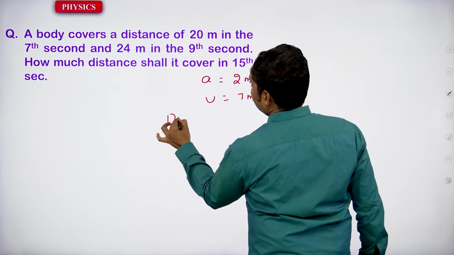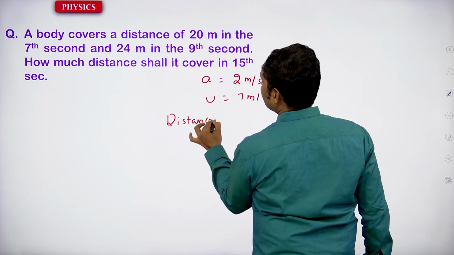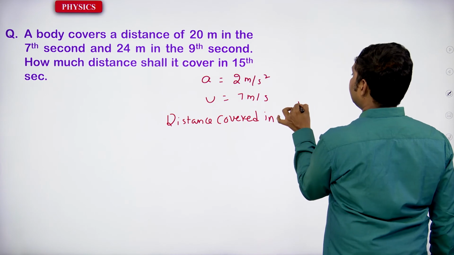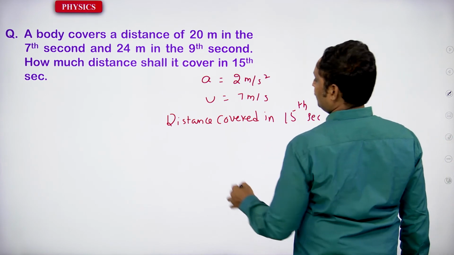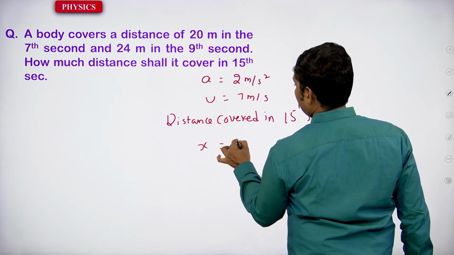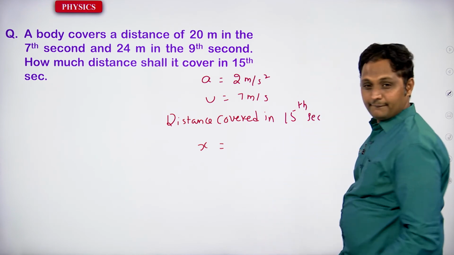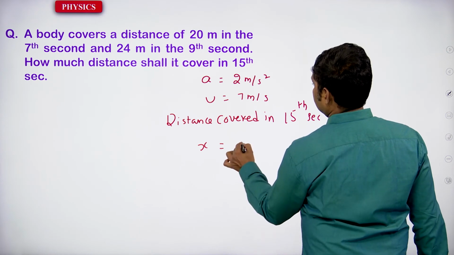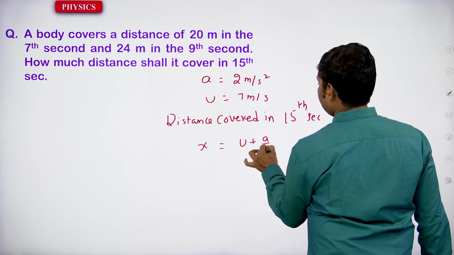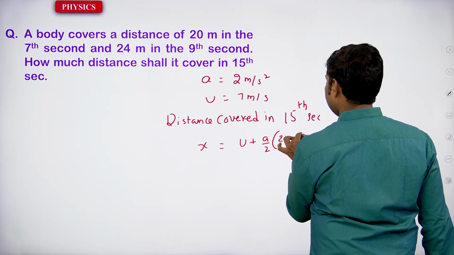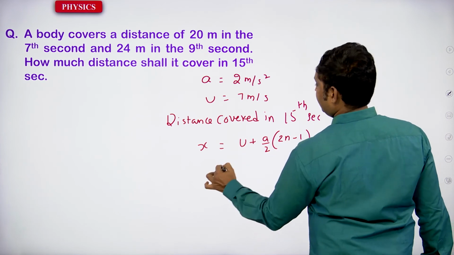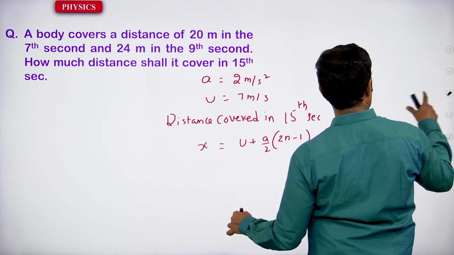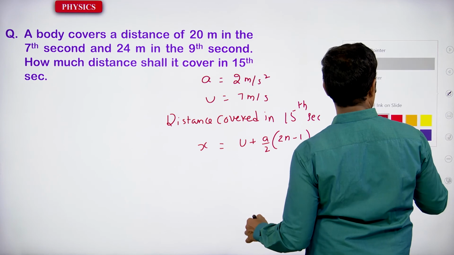So, distance covered in 15th second, therefore, that is x is equal to, you have to get this one, right. That is going to be u plus a by 2 into 2n minus 1. So, you have to get that, that is going to be identified.